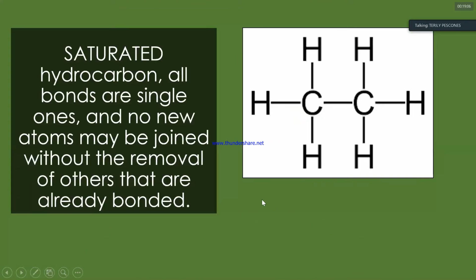Okay, so saturated. Saturated hydrocarbon, all bonds are single ones and no new atoms may be joined without the removal of others that are already bonded. So, di ba, meron tayong tatlo, the alkane, alkene, and alkyne. Ang single bond doon ay the alkane.